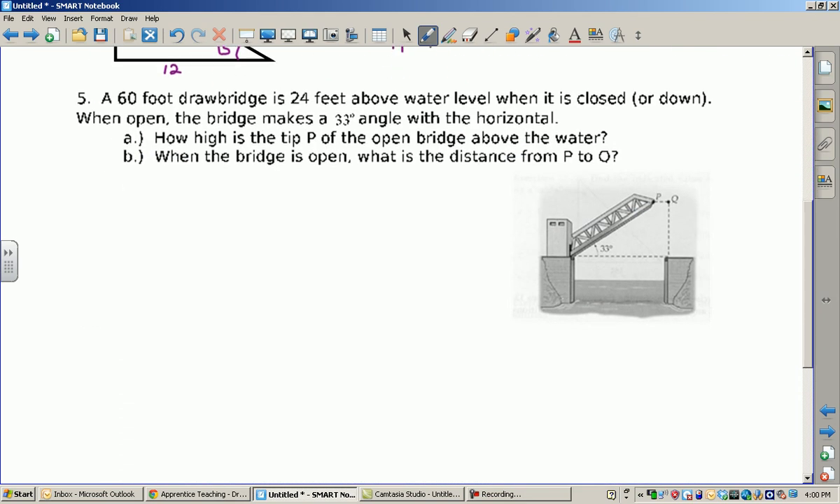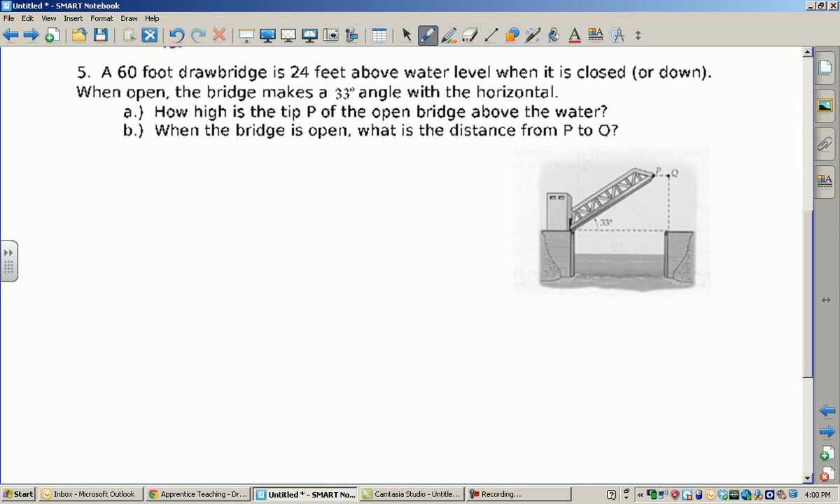Okay guys, last problem. Let's finish this one out with a bang. Now, I'm going to give you a moment to read this thing. It looks like we have a drawbridge that is 60 feet long and 24 feet above water. So let's do some labeling. From here to here is 24 feet, and the length of the drawbridge from here to here is 60 feet. Not quite drawn to scale, but it works.